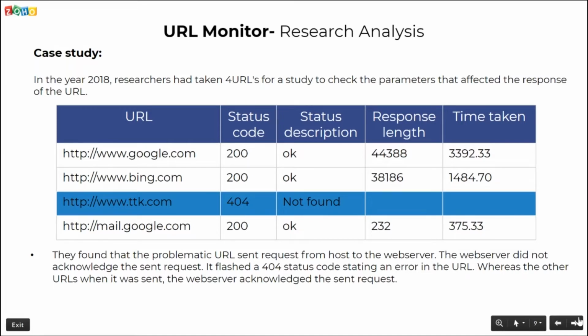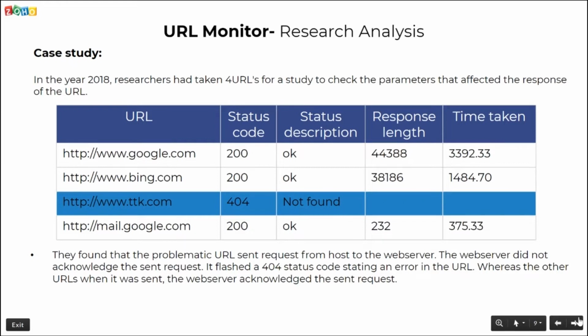If you see the third URL, the TTK URL threw the 404 error code, which clearly means that the server did not find the requested website. So when the URL request was sent from the host to the web server, the web server did not acknowledge the sent request, and that is the reason it threw the 404 error code. Whereas the other 3 URLs were working perfectly fine, the request succeeded, and that's the reason for the 200 code.